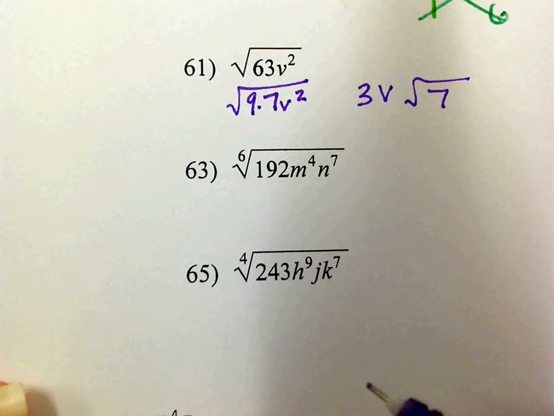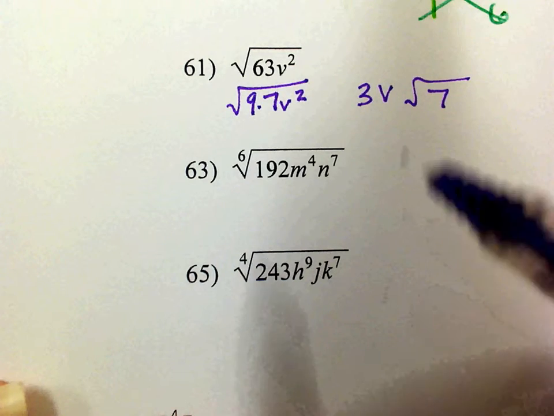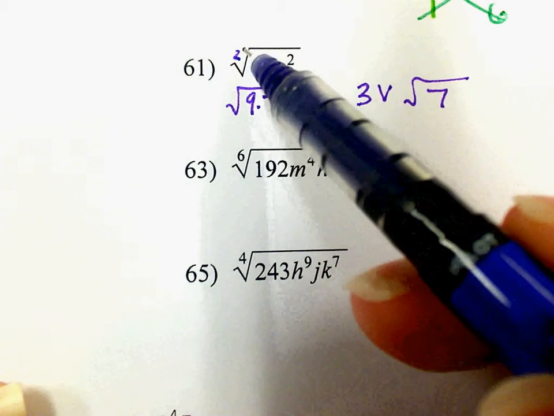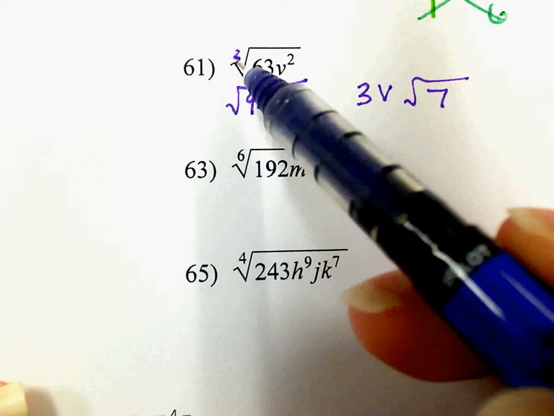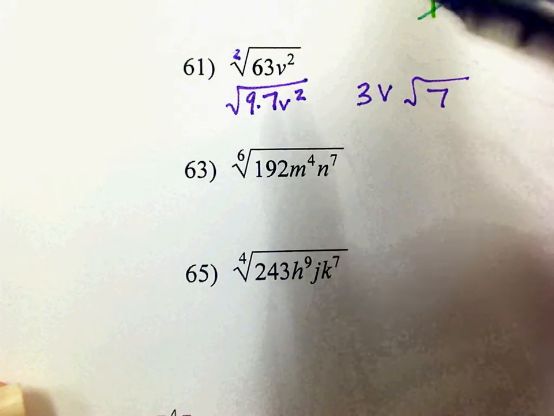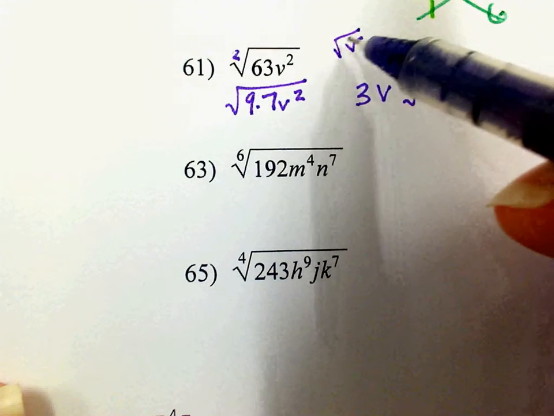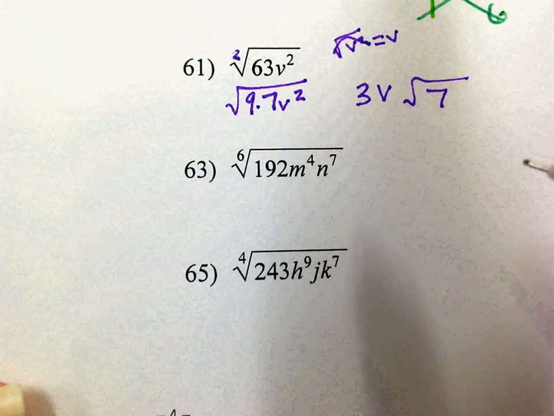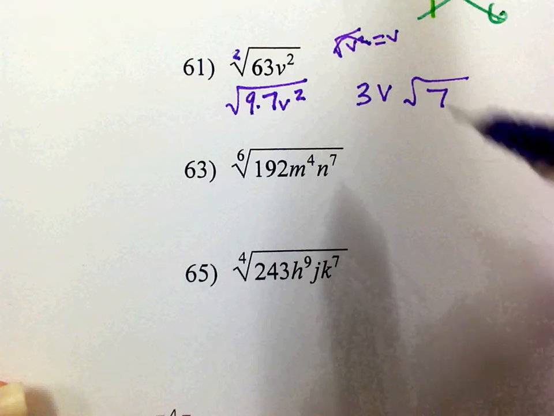Do y'all remember doing that? The understood power or root is 2 right there, right? How many times does 2 go into 2? Once. Plus you just got to remember that the square root and the square cancel each other out, right? Okay. So that's why the v is on the outside and then it's not on the inside.